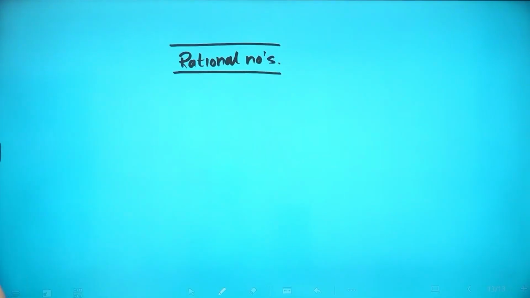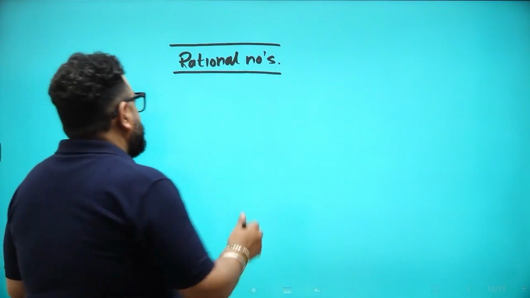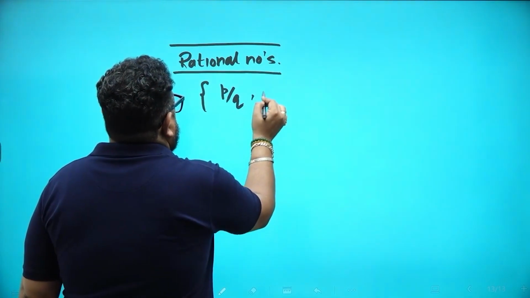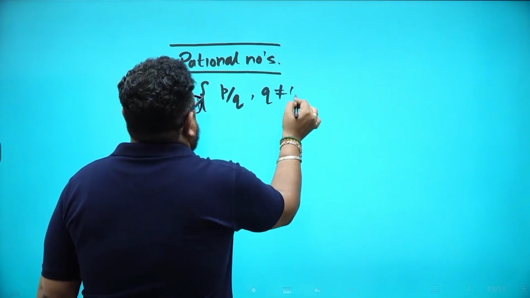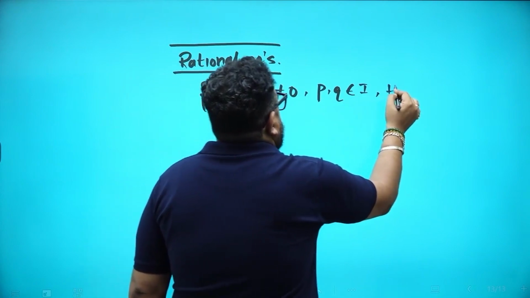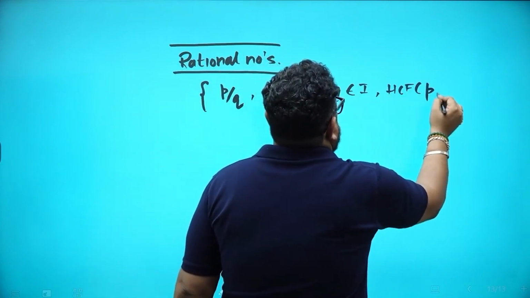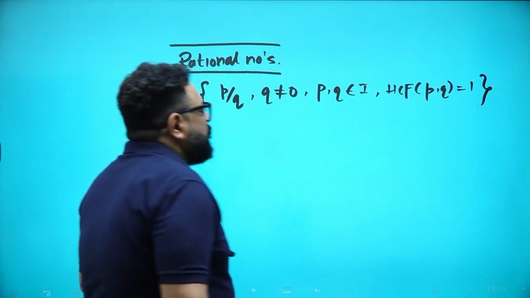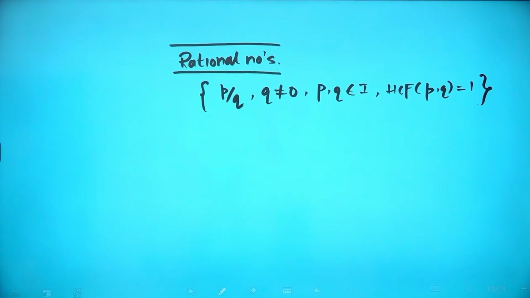Rational numbers. Can you make a note? What are rational numbers, guys? Rational numbers are numbers of the form p upon q, where q is not equal to 0, where p and q belong to integers, and HCF of p and q is 1. Kindly write down the whole definition.